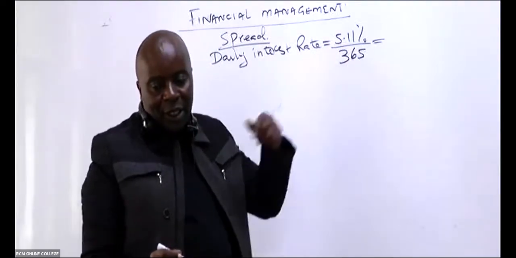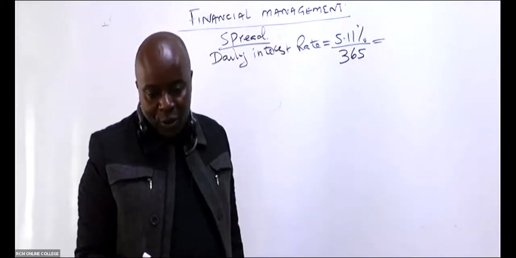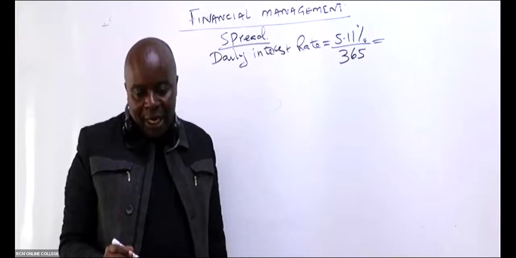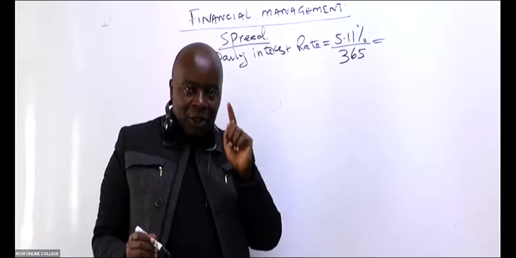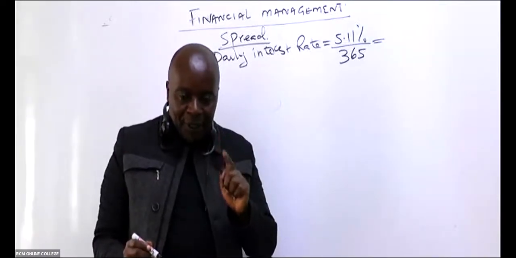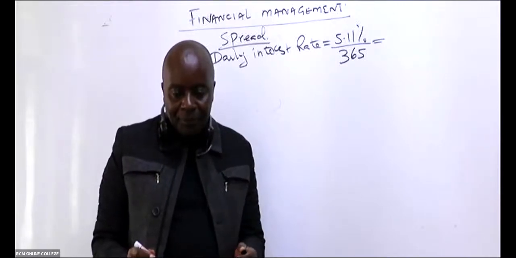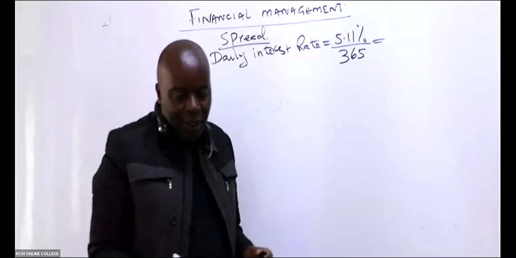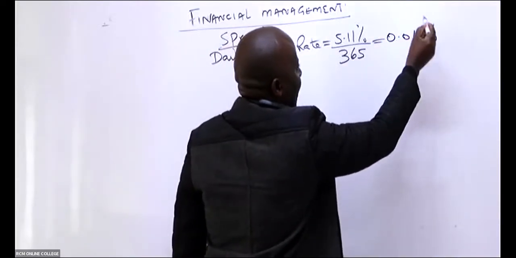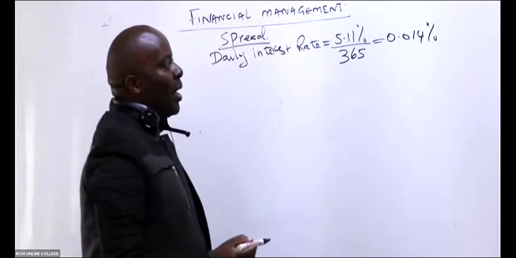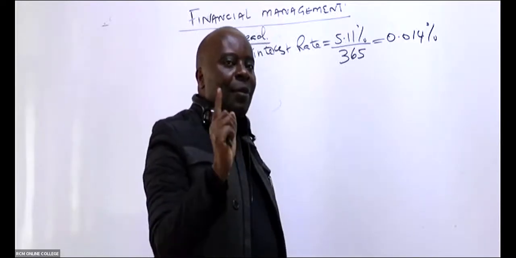What are we getting there, ladies and gentlemen? So 5.11 divided by 365. You simply take 5.11 divided by 365 days in a year. So we are getting 0.014. So you're getting 0.014%.